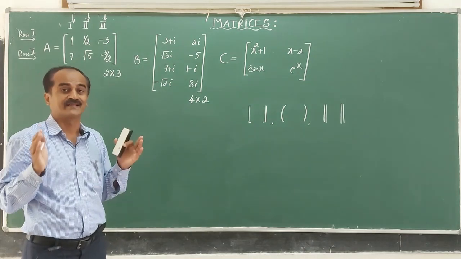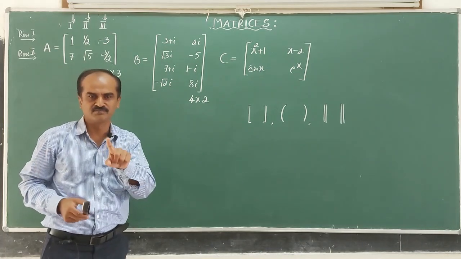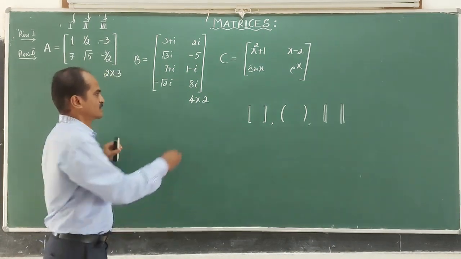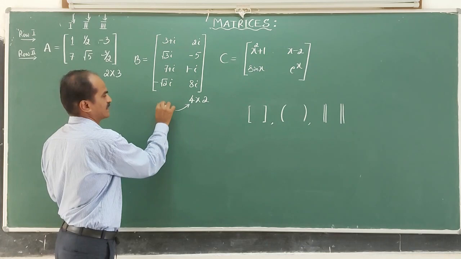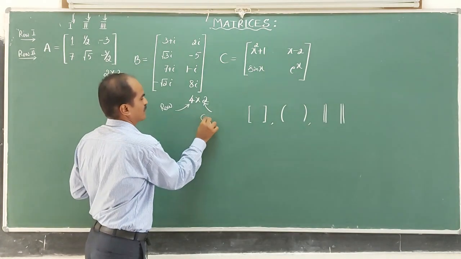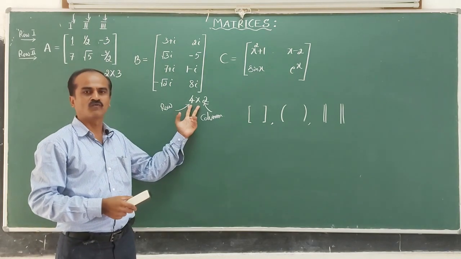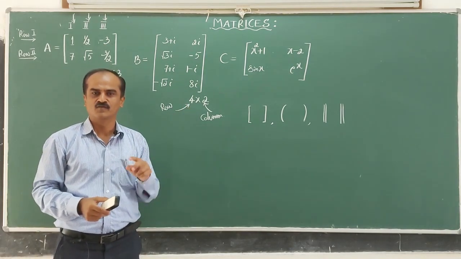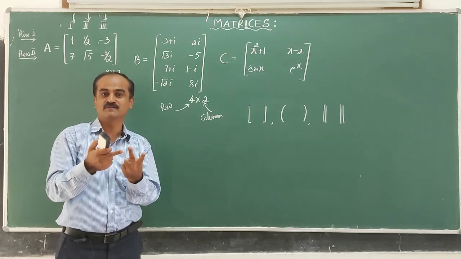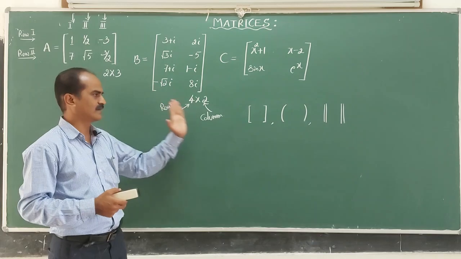Remember, while writing the order, we need to maintain a specific pattern. The first number always represents rows. The second number represents the number of columns. So this particular number represents how many rows are there, and the second number is going to represent the number of columns. It's not like 4 by 2 is the same as 2 by 4. Definitely not. 4 by 2 refers to 4 rows and 2 columns. If you write 2 by 4, the matrix will contain only 2 rows and 4 columns. So this pattern you have to remember. Always row and then column.